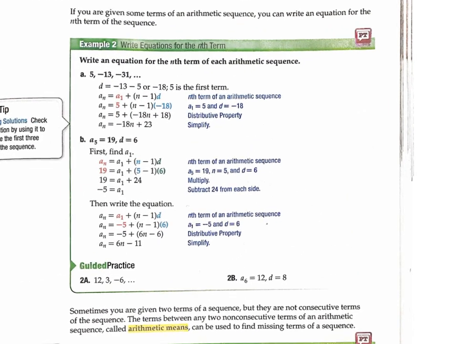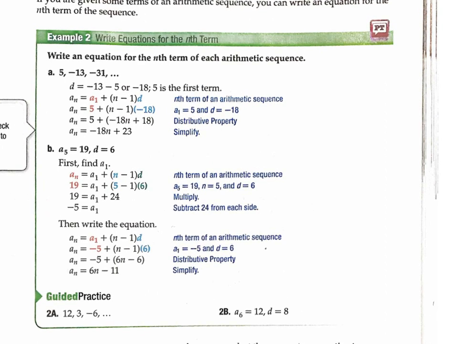Now, here's example 2. It's a different type of question. Actually, no, it's not. They want you to find the equation for the nth term. They want the a sub n term. They want the machine that produces the list. So again, they're telling you that it's arithmetic, so they're telling you that there's a common difference. So how would you find that common difference? They're doing it for you right here. They go negative 13, take away 5.